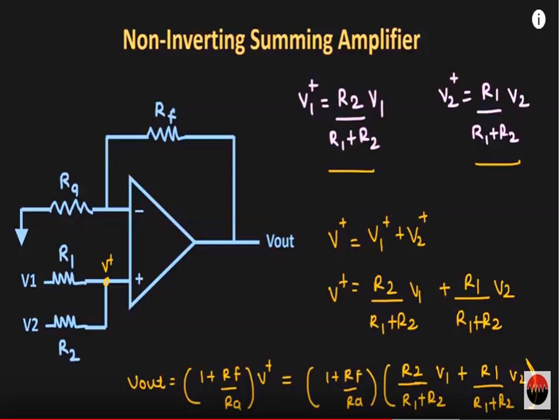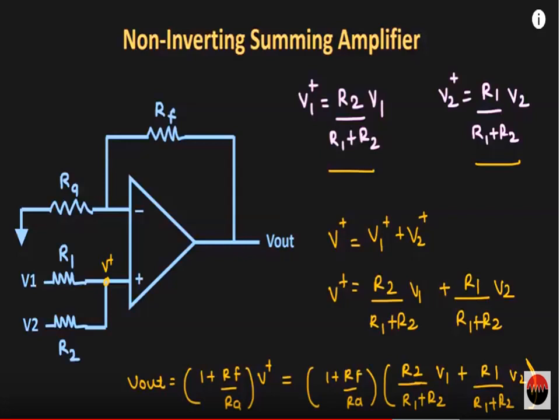At that time, I can write V1 plus is equal to R2 by R1 plus R2 into V1. Similarly, V2 plus is equal to R1 by R1 plus R2 into V2. If I add them, I will get the equation V plus is equal to R2 by R1 plus R2 into V1 plus R1 by R1 plus R2 into V2.